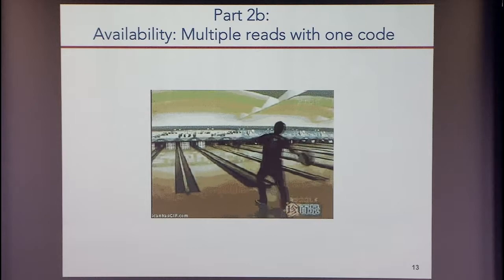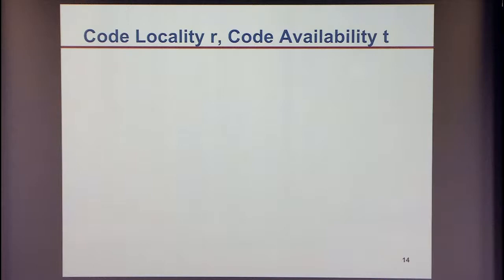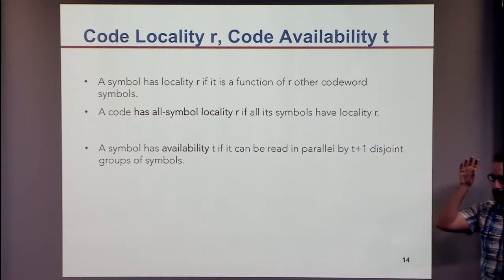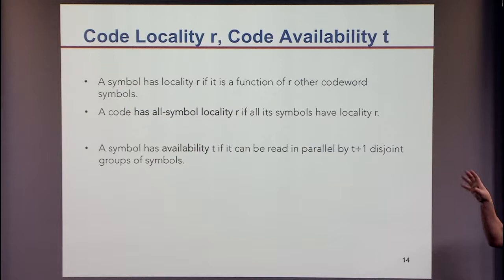So, multiple reads with one code. That's a concept we call availability. We said locality means a symbol is a function of R other symbols. Availability, T, is the following thing: I want to not just be able to read one thing by reading a few other things, I want to be able to read it by reading a few other things many times in parallel. So I want many disjoint repair groups for one symbol. That's the concept of availability.